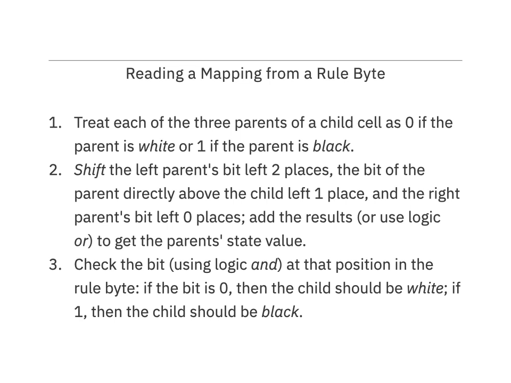That is, now that we know the parent state value, we check the bit at that position in the rule byte using a logic AND operation. If the bit is 0, it means that the child should be colored white. If the bit is 1, it means the child should be colored black. And then we simply paint the child the appropriate color.